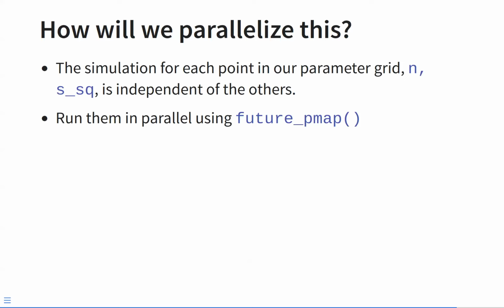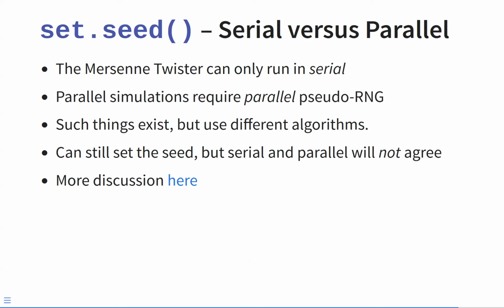So again, the simulation for each point in our parameter grid and sigma squared is independent of all the others, and all we need to do to run them in parallel is use future_pmap. Now there is one complication here, and that involves setting the seed.